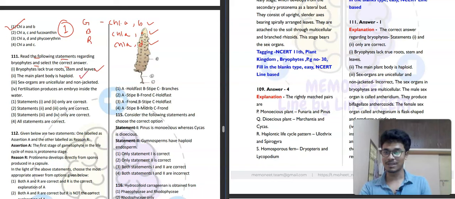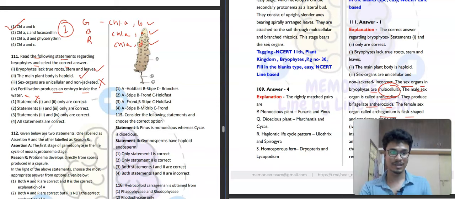Now you can see the third statement, sex organs are unicellular and non-jacketed. This is absolutely wrong. The sex organs in bryophytes are multicellular. The male sex organ is antheridium. They produce biflagellate antherozoids. The female sex organ is archegonium, which is flask-shaped and produces a single egg. Now it is saying that fertilization produces an embryo inside the water. This is also absolutely incorrect.